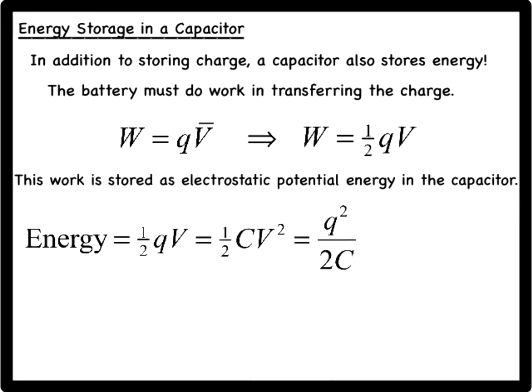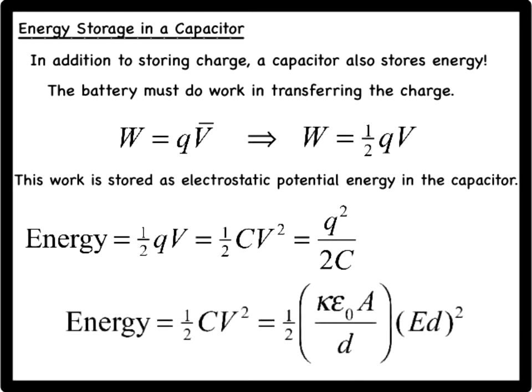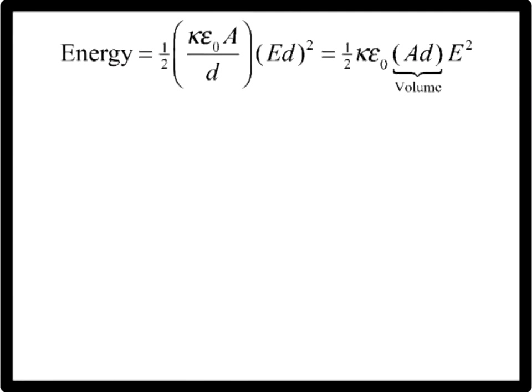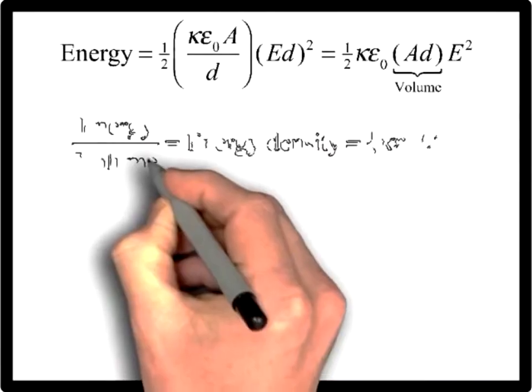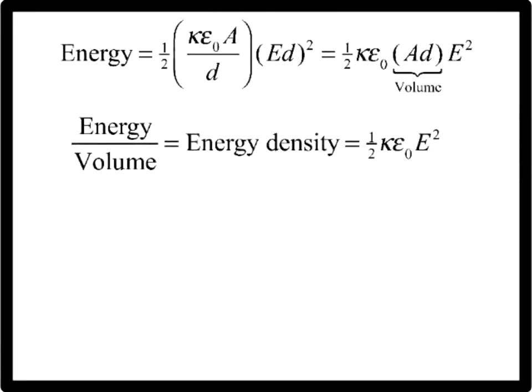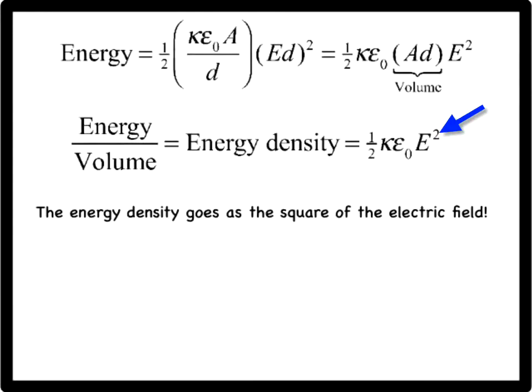We can also consider the energy as being stored in the electric field between the plates. By substituting V equals E times d and C equals kappa epsilon naught A over d into the energy equation, E equals 1/2 CV squared, we get the following. Notice the product of the area A of each plate times d, the distance between them, is just the volume of space between the plates. Dividing both sides of this relationship by the volume gives us the energy per unit volume, or the energy density. Notice that the energy density goes as the square of the electric field, and this is true for any electric field, not just the electric field of a parallel plate capacitor.